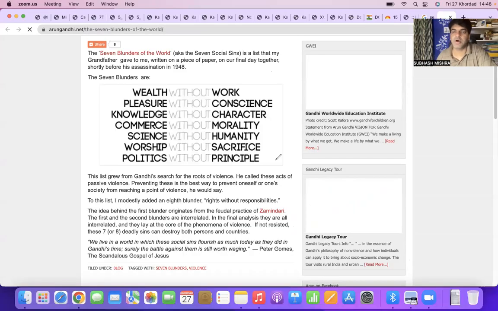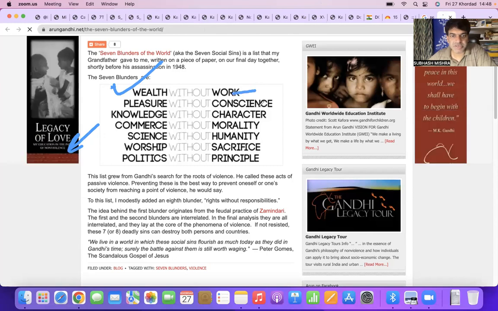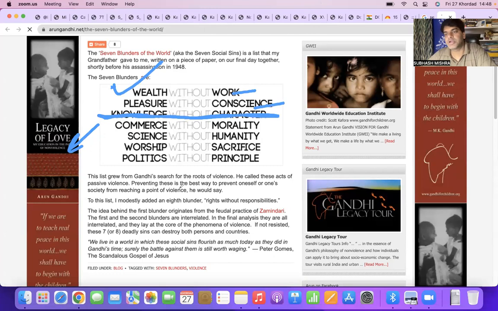You're able to see now? Yes, sir. Wealth without work. So competence, just see the professional competent with the ethicality. Wealth without work, pleasure without conscience, knowledge without character. So knowledge without character comes there. Commerce without morality. In every aspect of professional competence, you can have this.